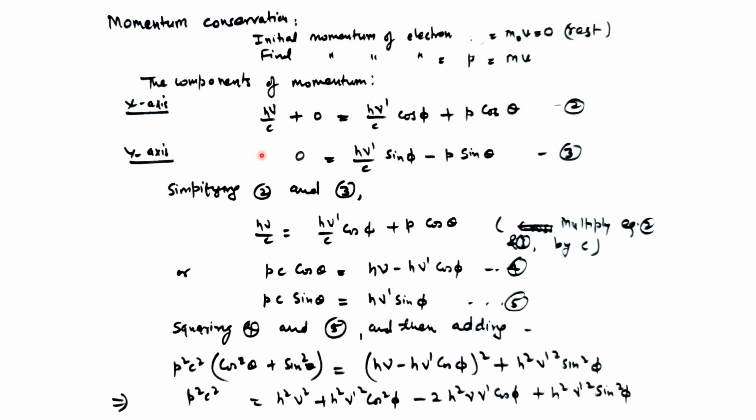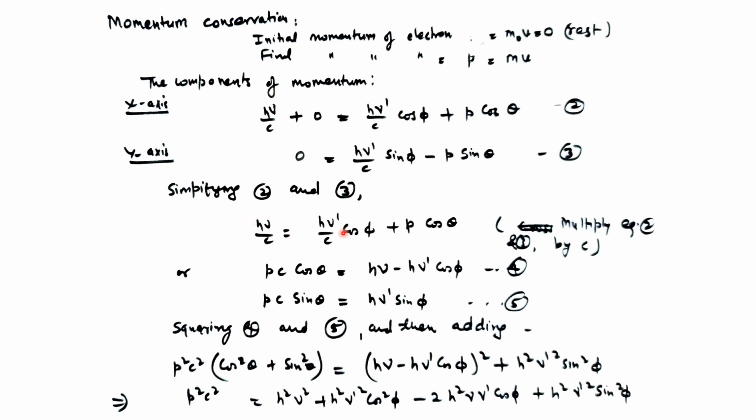Similarly, on the y-axis there was no momentum before collision, so 0. After collision we will have the vertical components which include sin phi and sin theta. So h nu prime by c sin phi for the radiation, and for the electron it is p sin theta in the opposite direction, so we take minus p sin theta. So these are the horizontal and vertical components of momentum, and they should be conserved. Now we have to rearrange these terms a little, equations number 2 and 3.